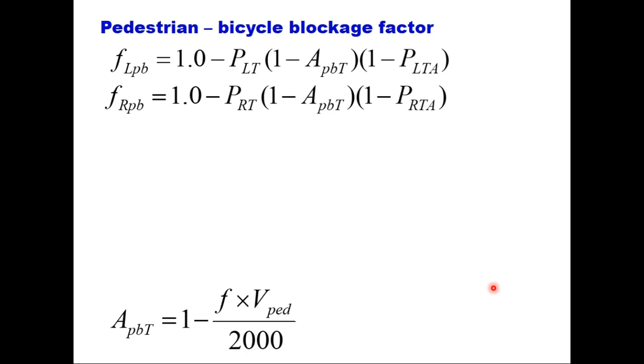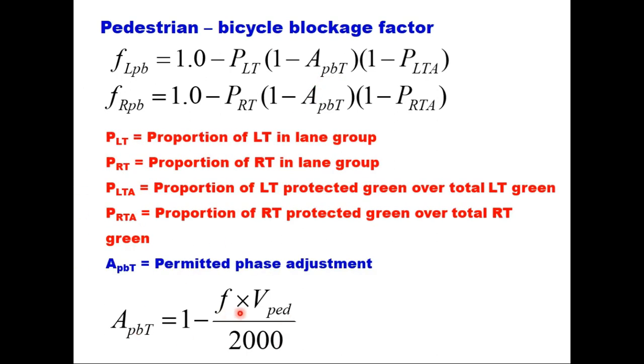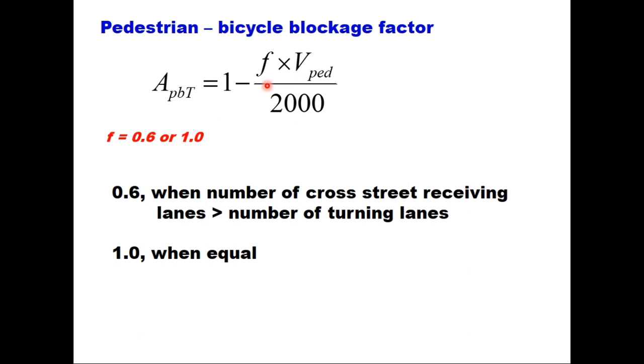Now the last factor is the pedestrian-bicycle blockage factor, fLpb for the left turn and fRpb for the right turn, and these are given by these equations, where PLT is the proportion of left-turning vehicles and PRT is the proportion of right-turning vehicles. APBT is given by this equation: the volume of pedestrians divided by 2000, and F. Now F can be 0.6 or 1.0.